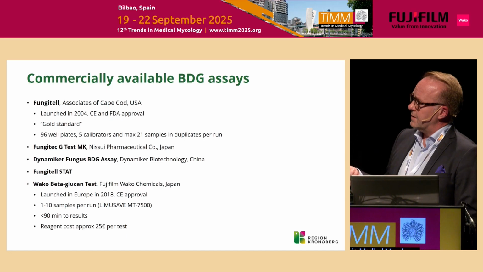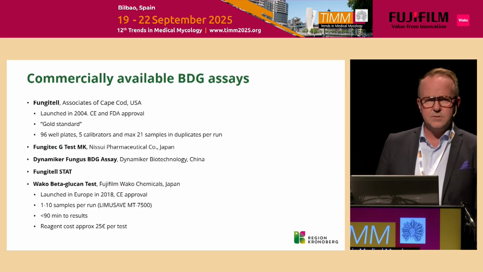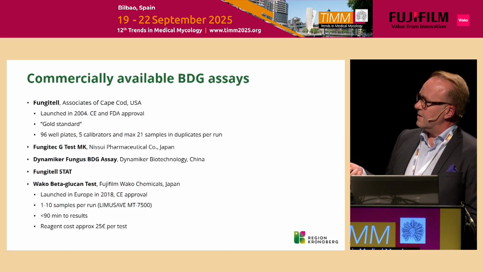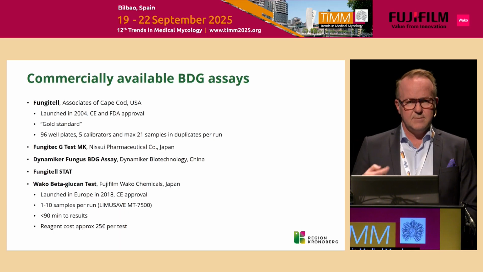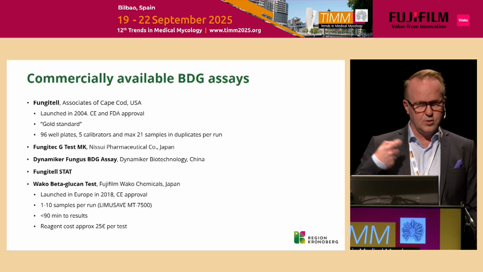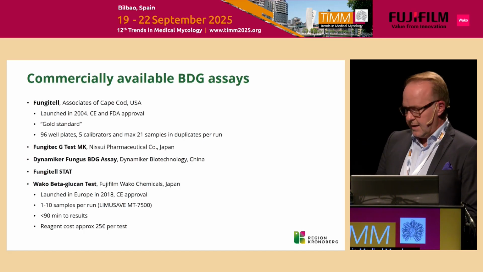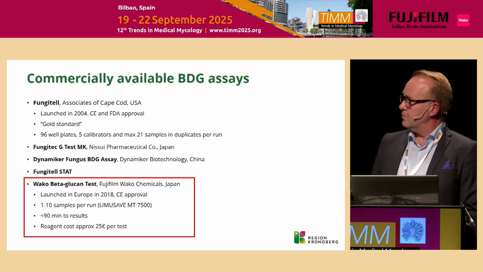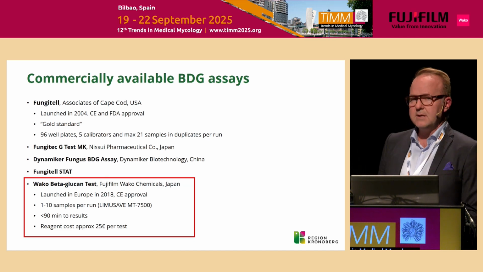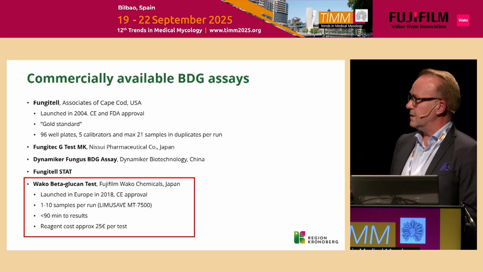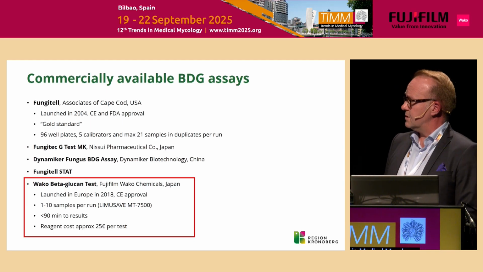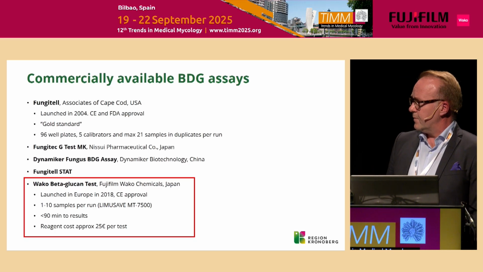We found 2 more tests, Fungitec G and Dynamiker Fungus, which were not readily available on the European market. And then there was Fungitell STAT, a simplified version of Fungitell, which is based on the same chemistry, but instead of reporting quantitative values as Fungitell does, it's reported as an index. However, the assay that caught our attention mostly was this test from Fujifilm Wako Chemicals. It was launched in Europe in 2018, CE approved, but it's been around on the Japanese market for a much longer time, so there is quite a lot of experience from it.